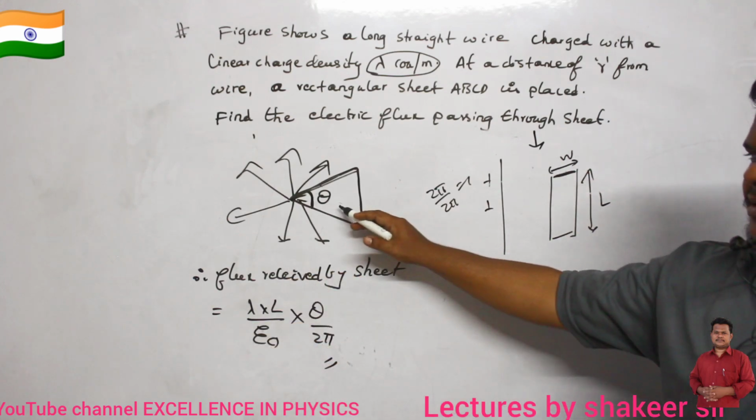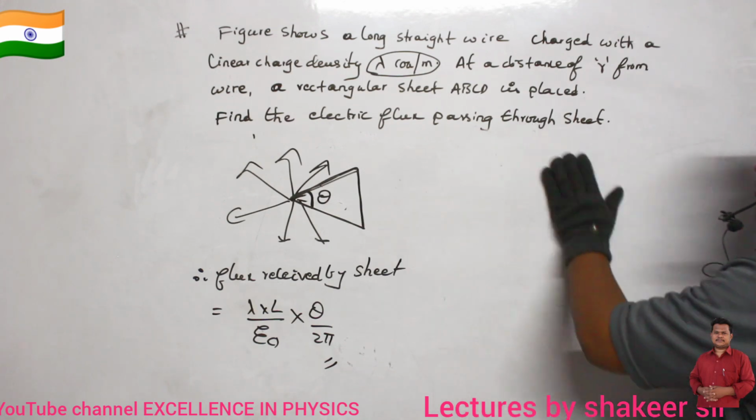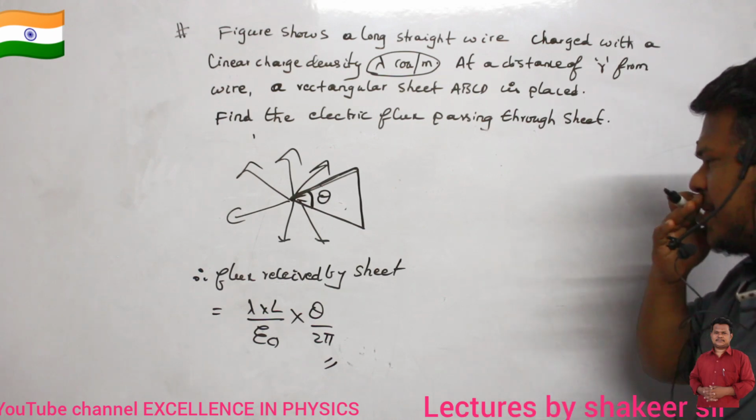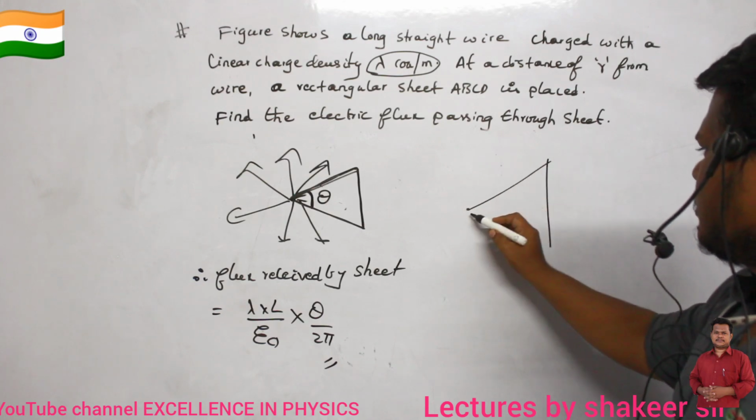Then, is the theta value known to me? I don't know it, so first of all I should calculate the theta value. How can I calculate it? Let us see. So this is the sheet of charge, and the flux is entering like this.